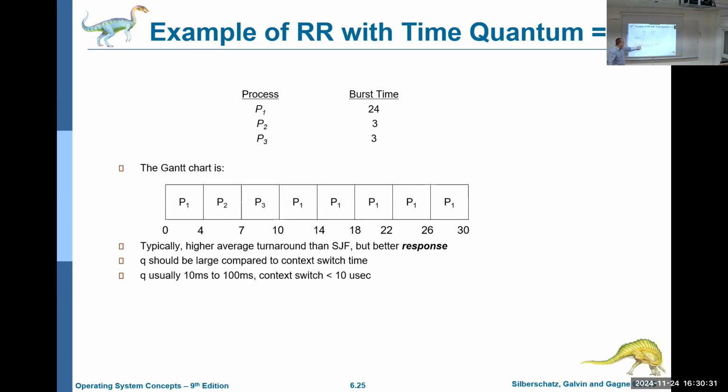Q should be large compared to the context switch. We said that, right? The context switch is our overhead. We want the overhead to be small relatively. Q usually is 10 to 100 milliseconds. Context switch is usually less than 10.